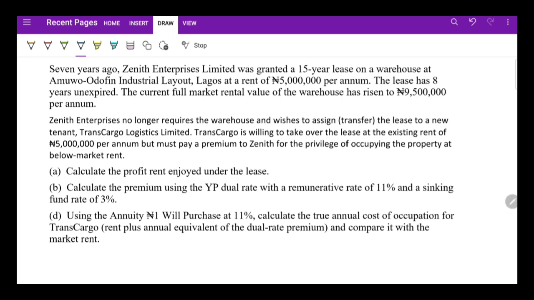So for question B, we are just going to follow the same thing we did in the previous question. We are going to capitalize the profit rent to get the premium. So that profit rent that we got from question A, we are going to capitalize it with the appropriate YP, and then that will give us the premium.